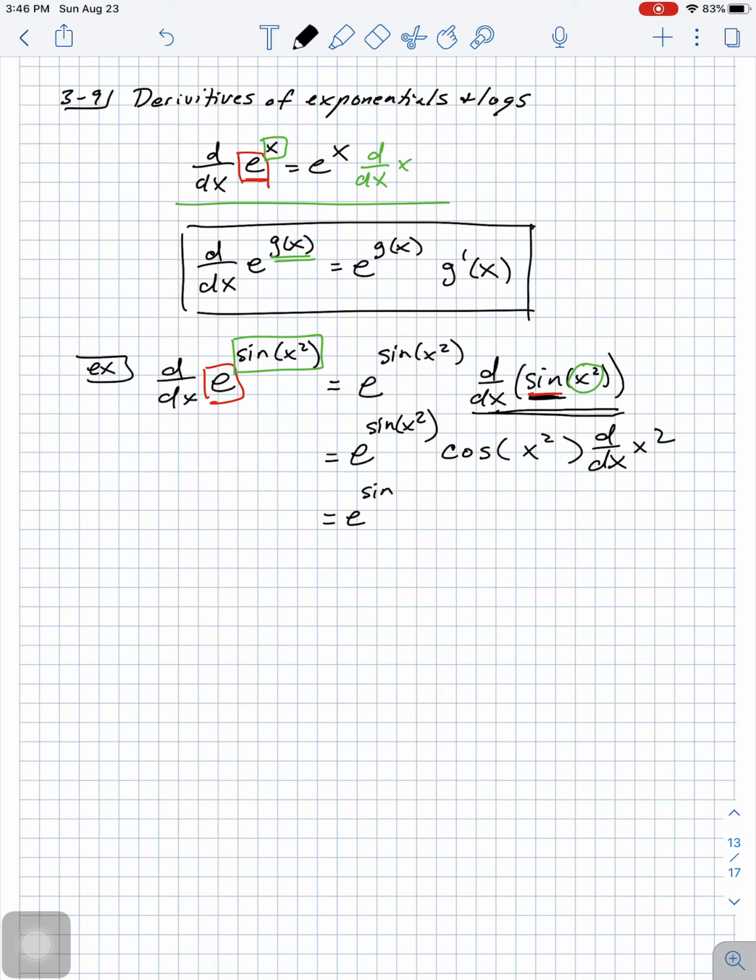All right, so one last step. Cosine of x squared times the derivative of x squared is 2x. So again, I like to put that 2x in the front just so we don't get that mixed in with the angle of the cosine. So we put it like this. All right. That is how you use this formula for an exponential function.